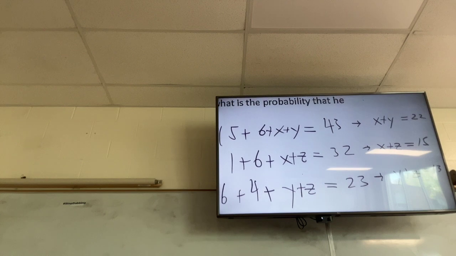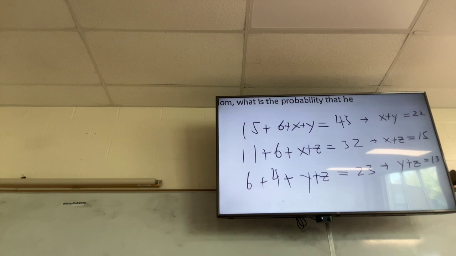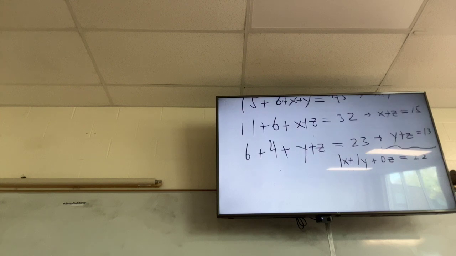Okay. So writing this out in a form that's easier to put in my calculator: 1X plus 1Y plus 0Z equals 22. 1X plus 0Y plus 1Z equals 15. 0X plus 1Y plus 1Z equals 13. So that's the matrix I'm going to put in my calculator.